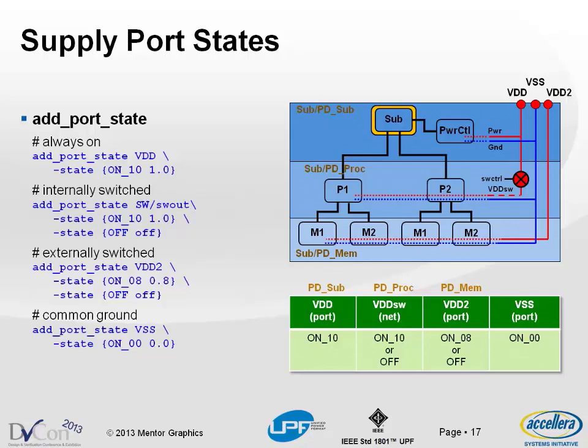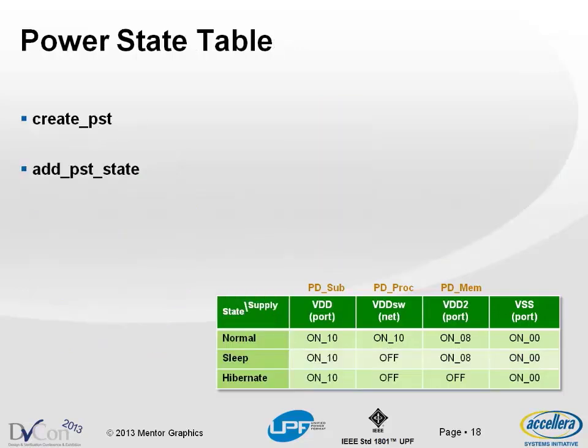And if we want to think about how the system is operating and what states the system can be in, what we want to think about is what are the combinations of these possible states of the supplies that are legal. And we can do that by essentially expanding the table and looking at the various possibilities that we want to consider. So in this design, we're going to say that there's a normal case where the PD sub supply is on at 1.0 volts, PD proc is on at 1.0 volts, PD mem is on at 0.8 volts, and the VSS is on at 0 volts.